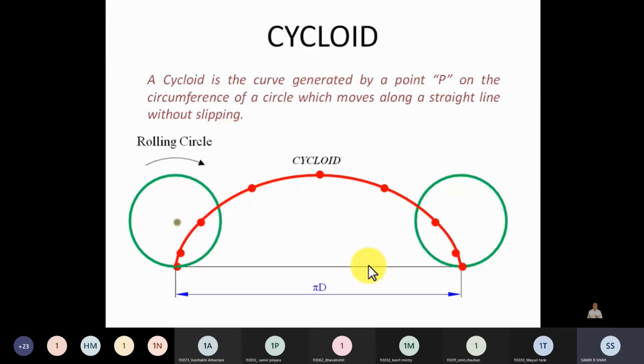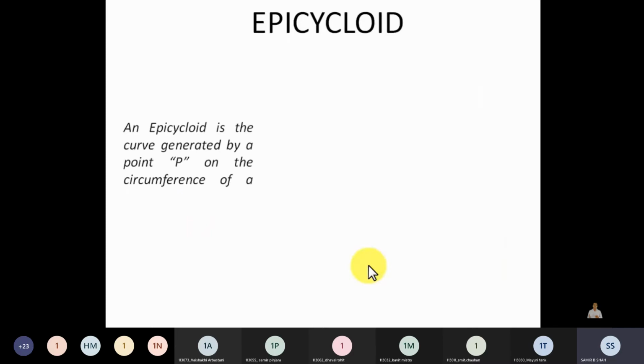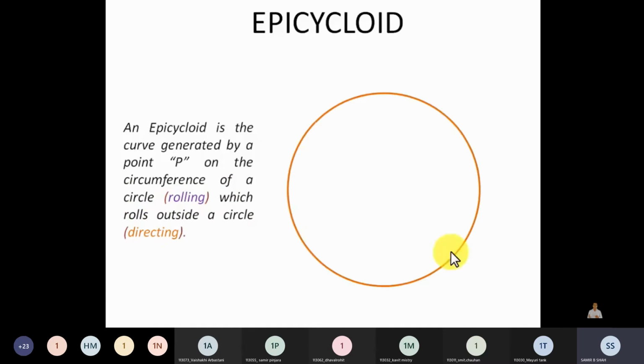Now let's move forward, and now let's deal with what you call an epicycloid. Fine, let's have the definition. Well, this is the curve generated by a point P, again on the circumference of a circle, which rolls outside a circle. Now there are two circles in this particular case. One is the circle which is rolling, and the other one, that is the directing circle, which is fixed. Okay, so let's start and let's have a circle. This one is what you call the directing circle, above which we're going to have a rolling circle.